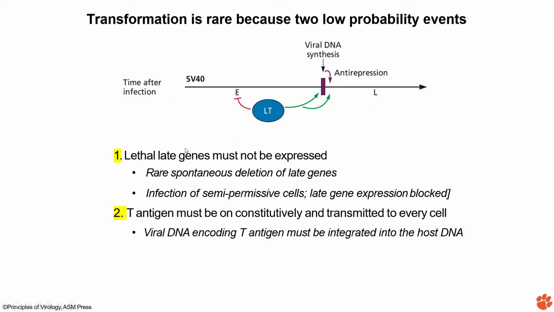So these are some of the reasons. Number one, the lethal late genes right here must not be expressed. This happens by a rare spontaneous deletion of the late genes, and also this can happen in infection of semi-permissive cells where the late gene expression is blocked.